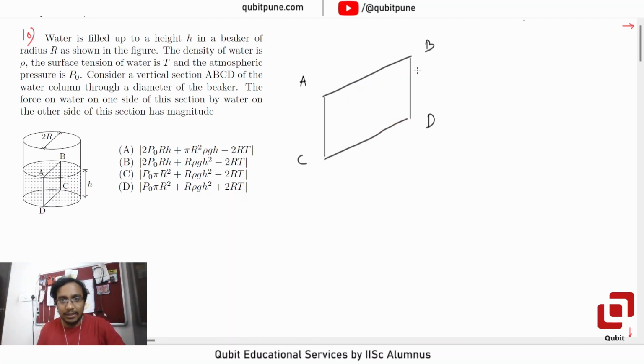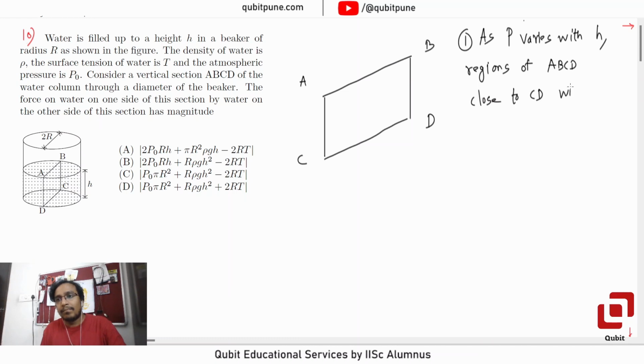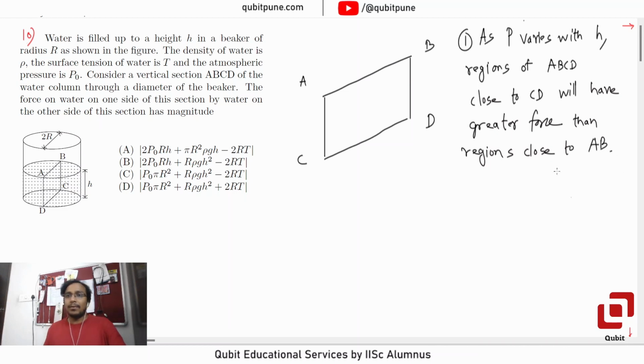So I'll write that point first. Point 1. As P varies with H, regions of ABCD close to CD will have greater force than regions close to AB. Okay, that's first point.